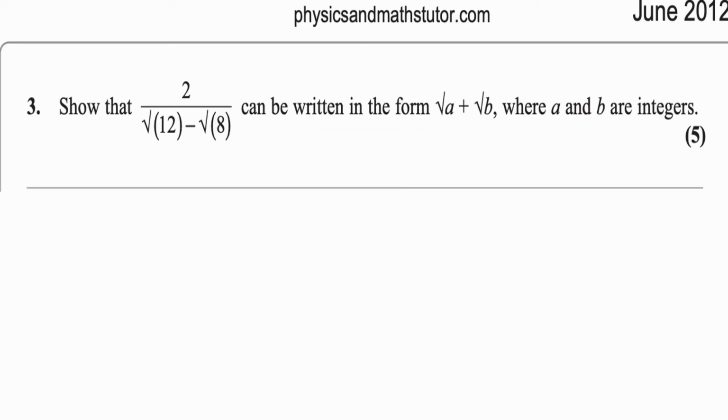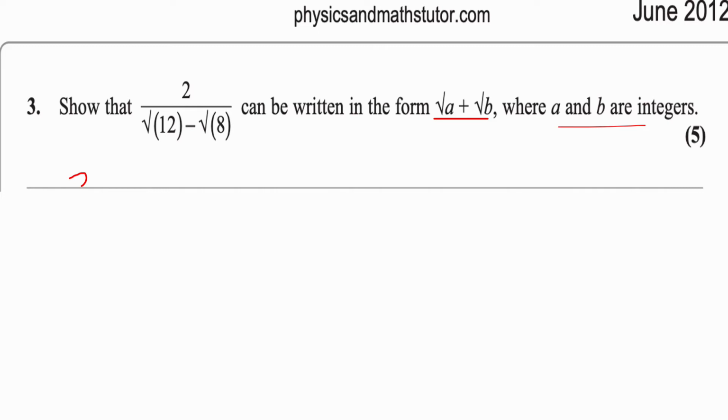Question number 3, guys, from the June 2012 paper. Show that 2 over root 12 minus root 8 can be written in the form a plus root b, where a and b are integers. So I can do this one of two ways. I can simplify the surds first and then rationalize, or rationalize and then simplify after. Either way will give me the same result and answer, hopefully.